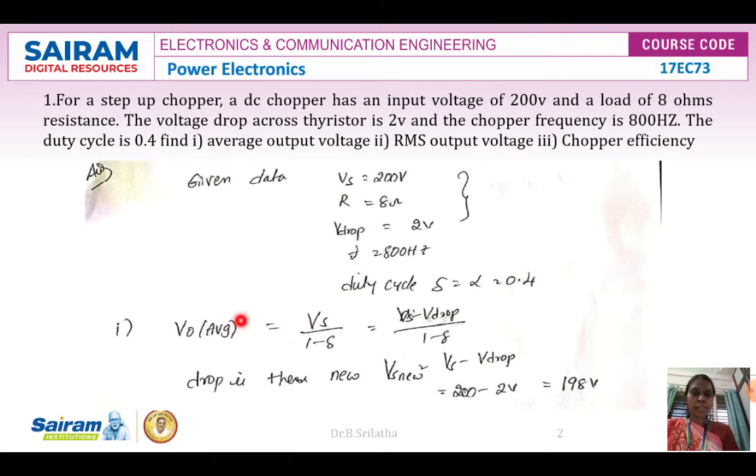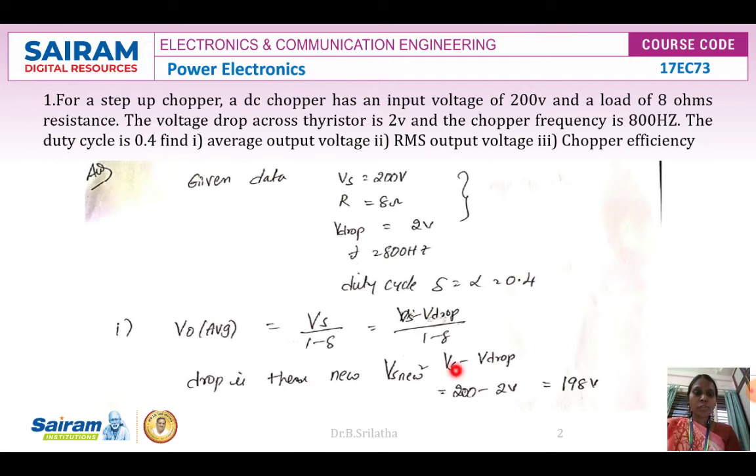So for finding V naught average, what is the formula? Already we derived it for the step up chopper, as stated in the question. So for step up chopper, what is the V naught average? Vs divided by 1 minus delta. Why do we need to take V drop? Because in the question they gave a voltage drop. If they are mentioning V drop, wherever we are writing Vs, we need to subtract it. So Vs minus V drop divided by 1 minus delta.